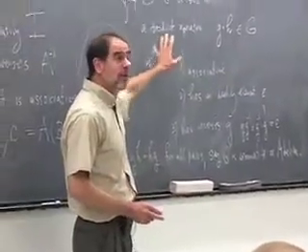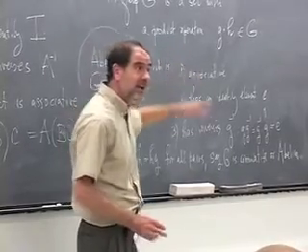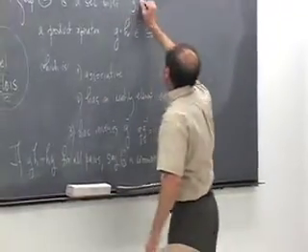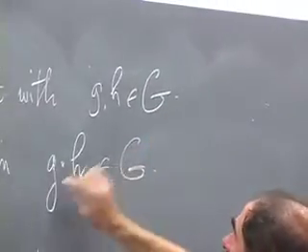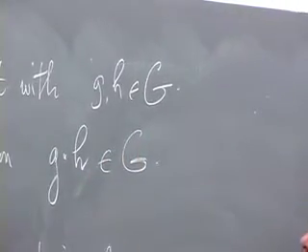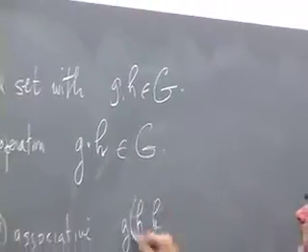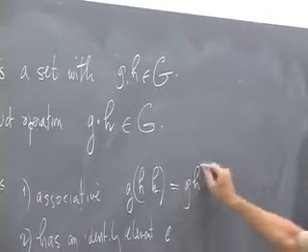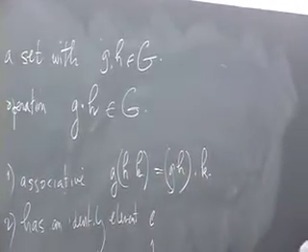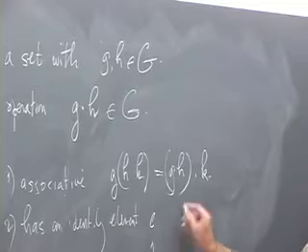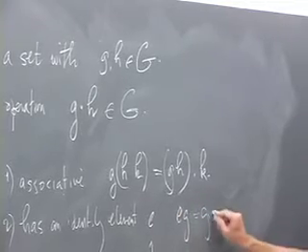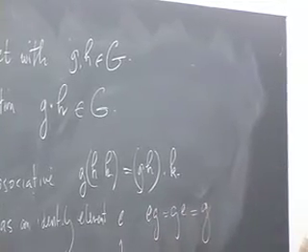But good question. Yeah, that you must have. You have to stay in your set. For any 2 elements in the set, the product is defined, and in the set, it's associative. GHK is the same as GH times K. There's an identity element E such that EG is equal to GE is equal to G for every element in the set.